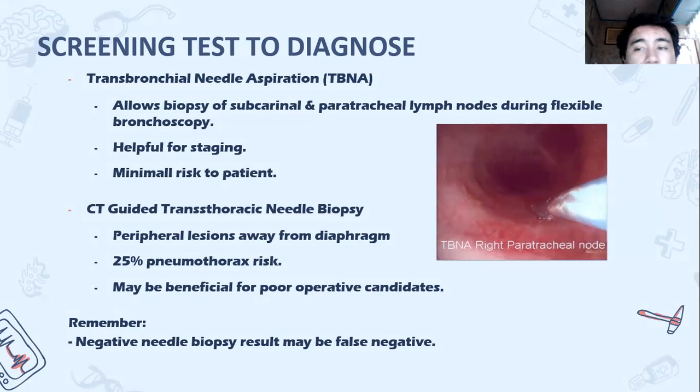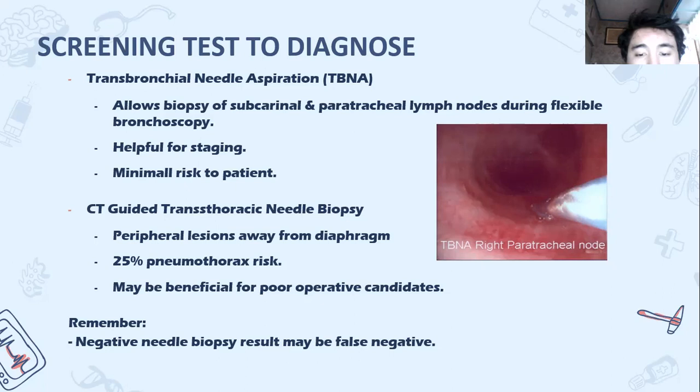This can be used for safety. It's very safe to use. Next, CT-guided transthoracic needle biopsy for peripheral lesions away from the diaphragm. There is a 25% pneumothorax risk. It may be beneficial for poor operative candidates. Remember, note this: negative needle biopsy results may be false negatives.